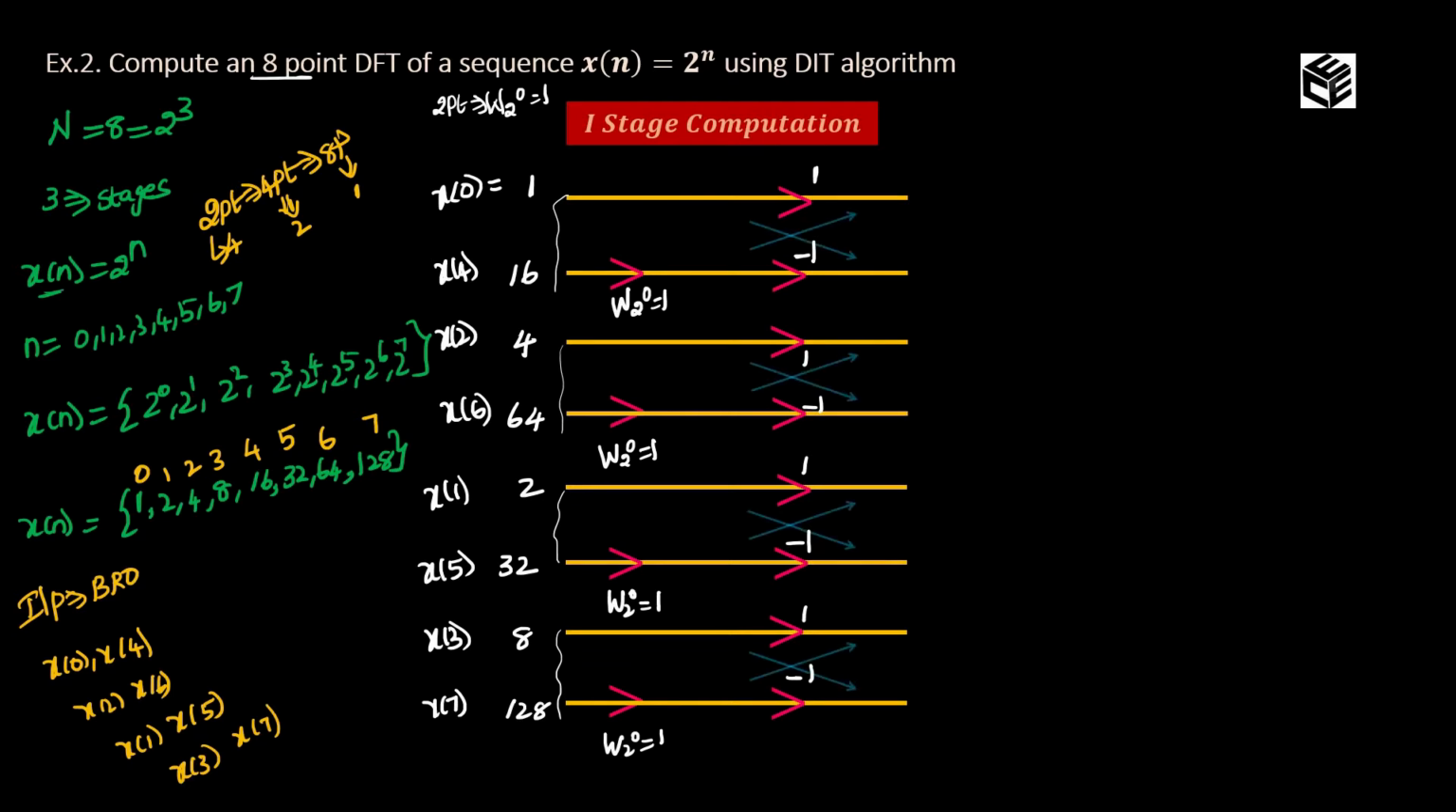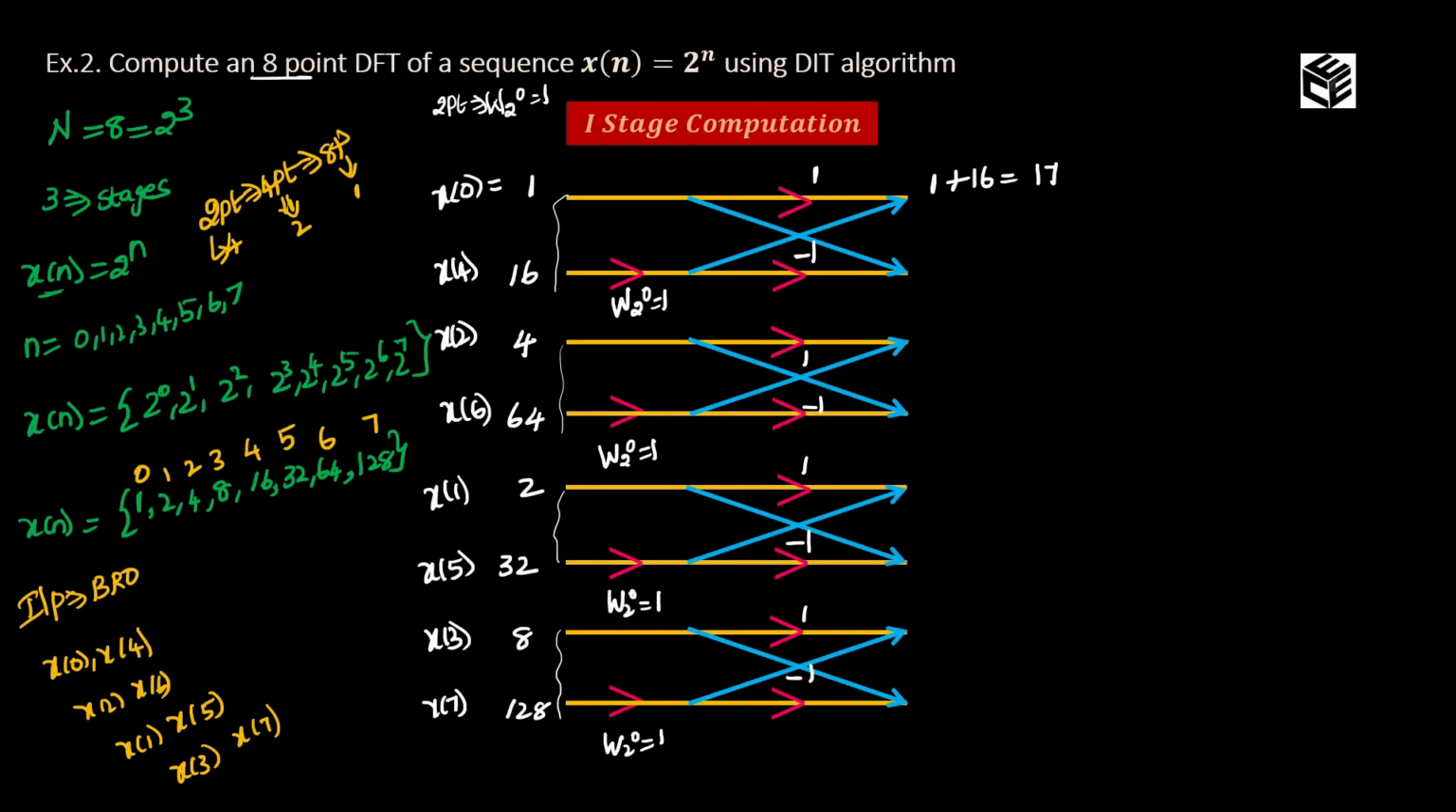Now I am going to introduce the cross lines. Okay. Now I will be finding the outputs. So first line, it is 1 into 1 is 1 and 16 into 1 is 16. So 1 plus 16 is equal to 17. In a similar way, 1 minus 16, right? 1 minus 16 is equal to -15. In a similar way, 4 plus 64. So 4 plus 64 is 68. And here 4 minus 64. So 4 minus 64 is -60.